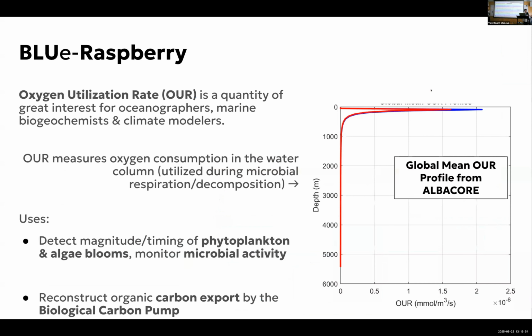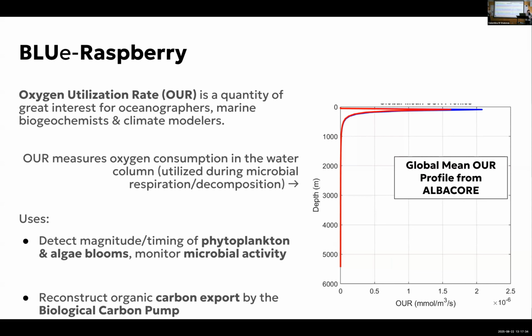Okay, so the main quantity that we're going to get from the UUV is profiles of oxygen utilization rates, and that's a quantity that marine biogeochemists, climate modelers, and oceanography people are all interested in. It measures the oxygen consumption in the water column. Oxygen gets consumed in the water column when particulate organic carbon is sinking down, and then microbes or other heterotrophs break it down during respiration or decomposition in general.